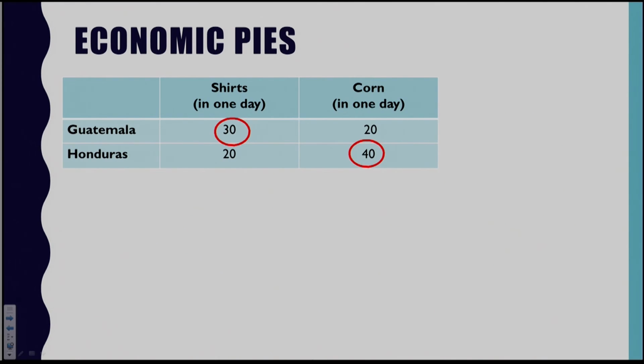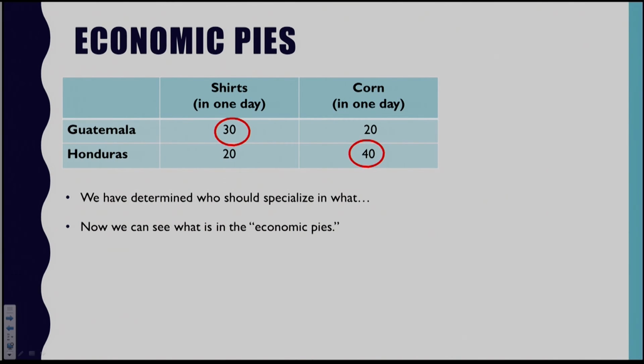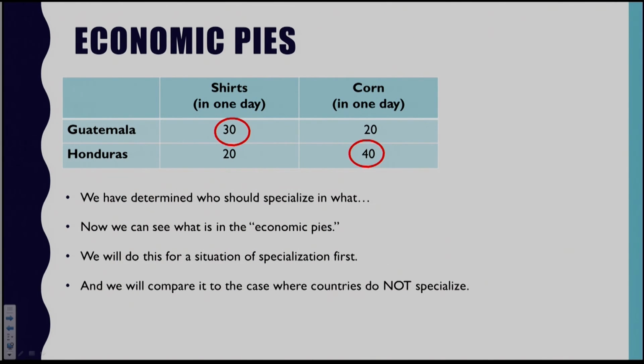All right, moving on. Now let's look at our economic pies. Remember, our economic pie simply captures what we have produced. What's the productivity look like? So we've determined who should specialize in what, right? We said that Guatemala should specialize in shirts and Honduras should specialize in corn. That's why I have those circled. And now we want to see what's in the economic pies. So first, let's do this for specialization, and then, of course, we're going to do it when we're not specializing. So first specialization, and then we're going to compare it to the case where we're not specializing.